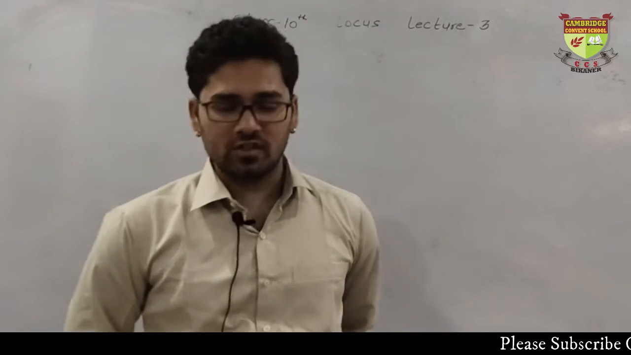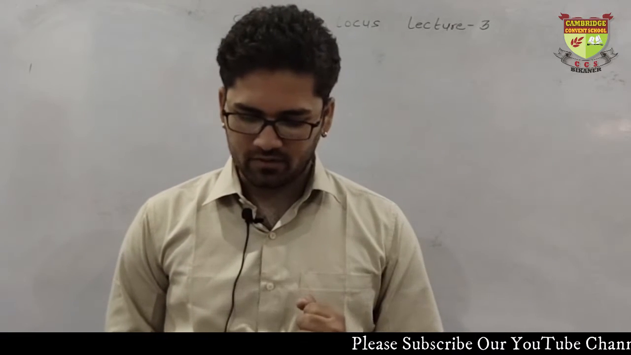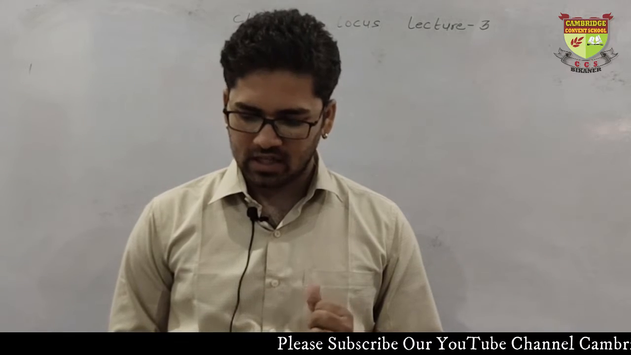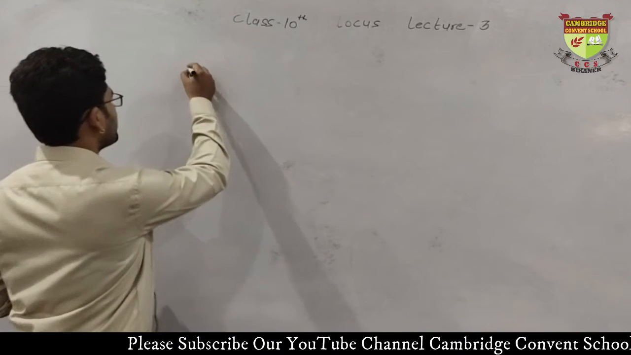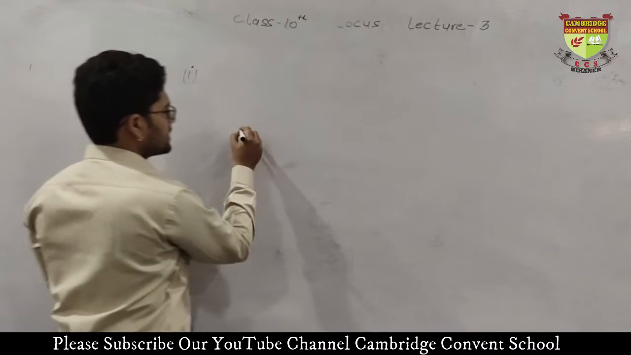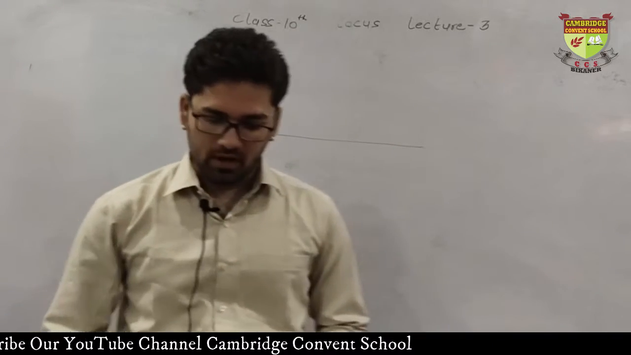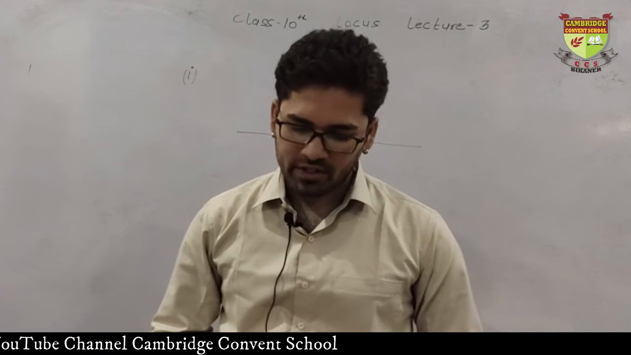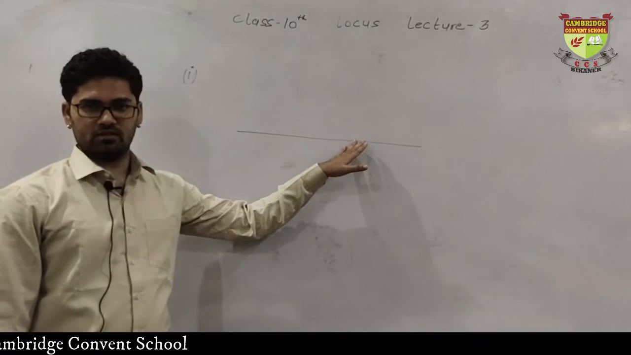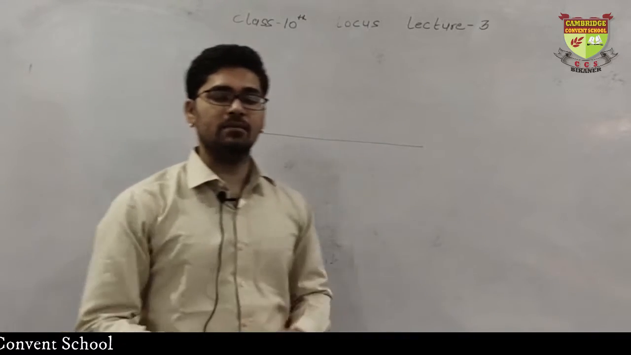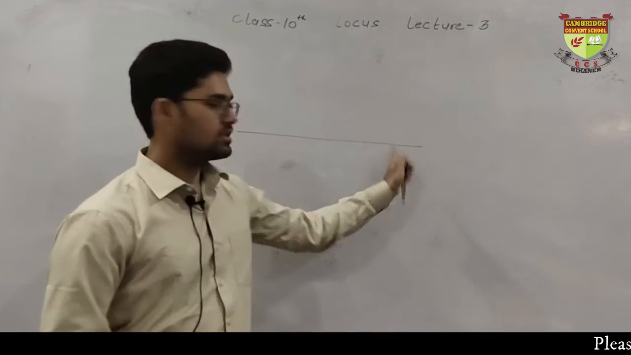So the first true false says: the set of points equidistant from the given line is also a line. Firstly, there is a line. In the first true false, a line is given. Now, what does it say? The set of points equidistant from this line. It says there are so many points. How are they arranged? They are not arranged randomly. All those points are at equal distance from this line.